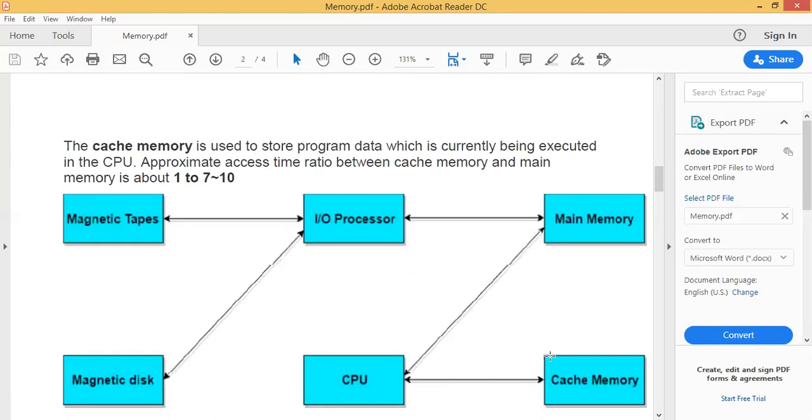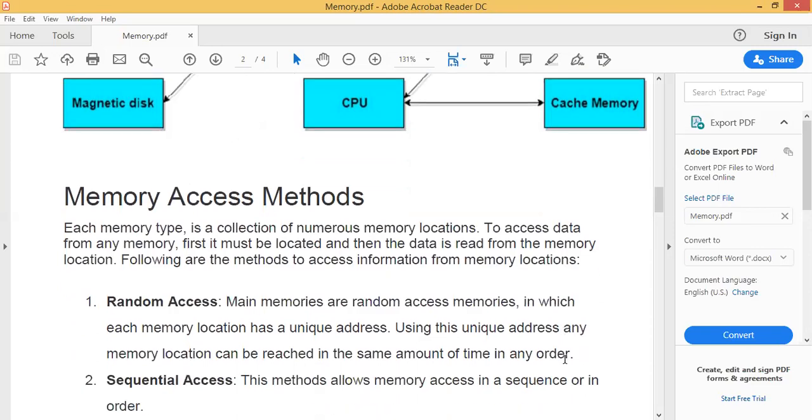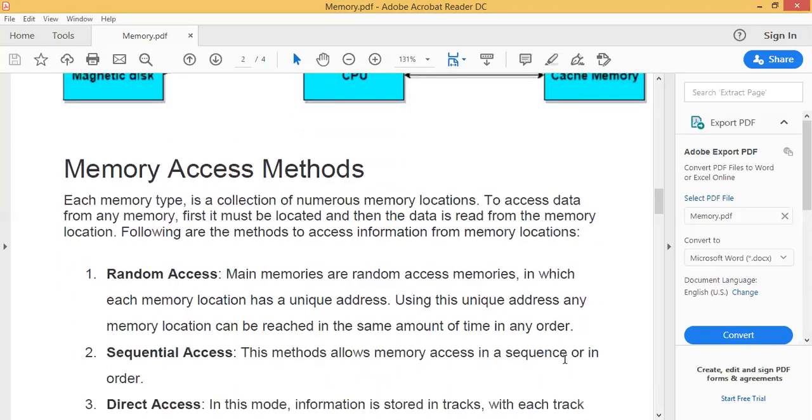Here we have given a cache memory diagram. You can see that the cache memory is used to store program data which is currently being executed in the CPU. The approximate access time ratio between cache memory and main memory is about 1 to 7 to 10 nanoseconds. There are different types of memory access methods.